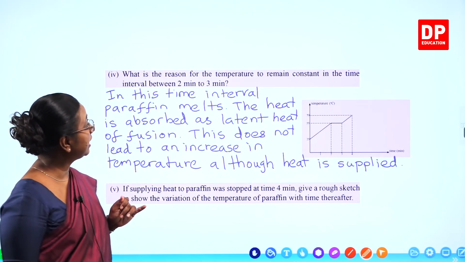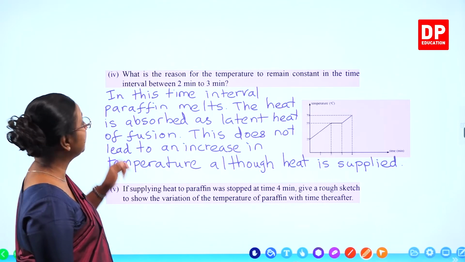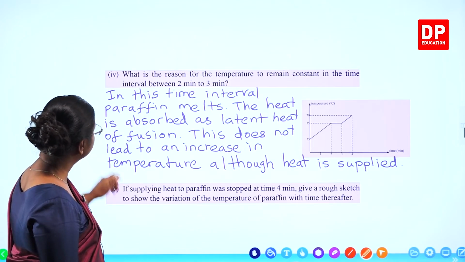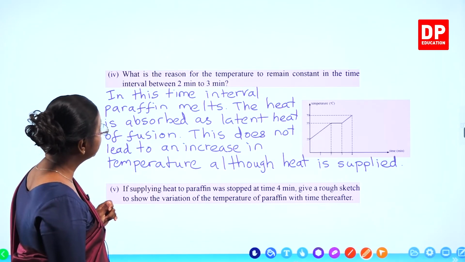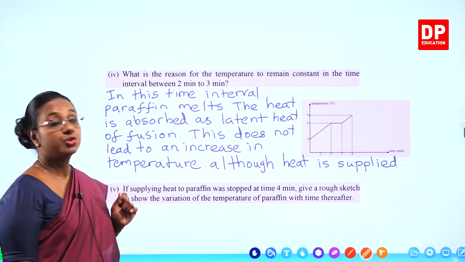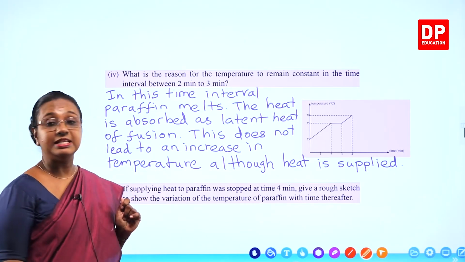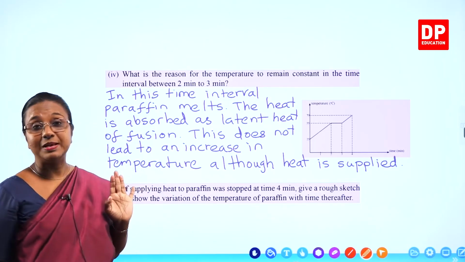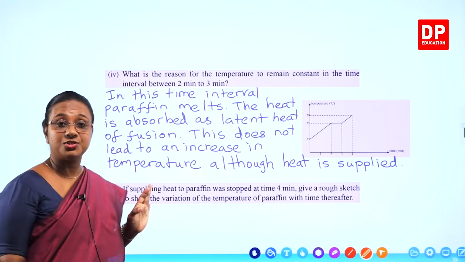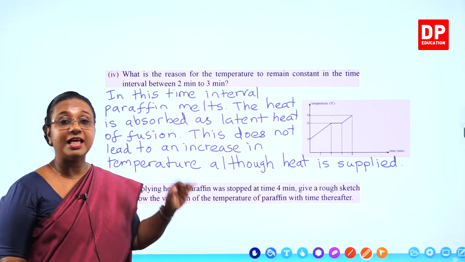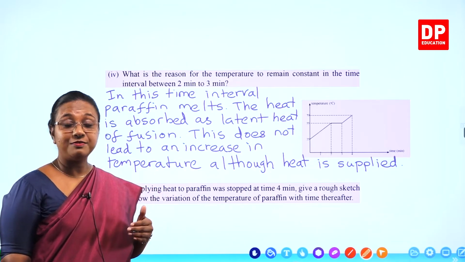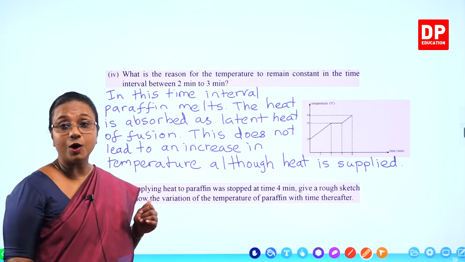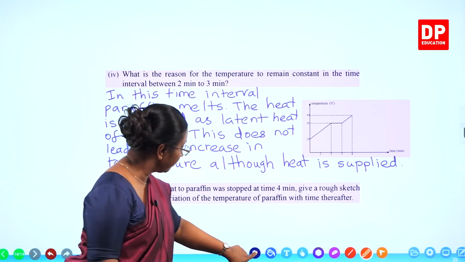What is the reason for the temperature to remain constant in the time interval between 2 minutes to 3 minutes? In this time interval, paraffin melts. The heat is absorbed as latent heat of fusion. So this does not lead to an increase in temperature, although heat is supplied. So there we give the complete answer as to why the temperature does not increase. But we are mentioning that the heat is being absorbed by paraffin to be converted from solid to liquid. That is latent heat of fusion. So that gives the complete answer.